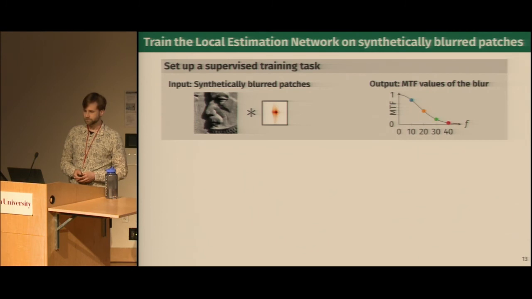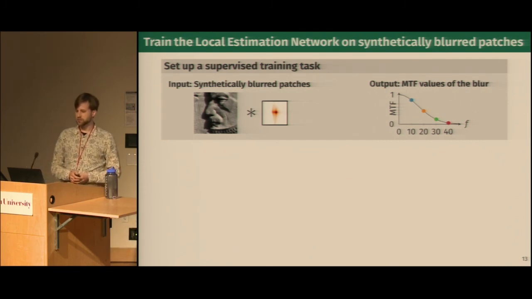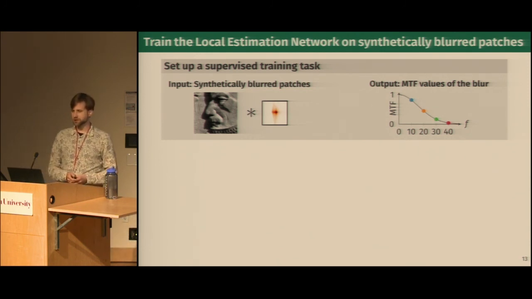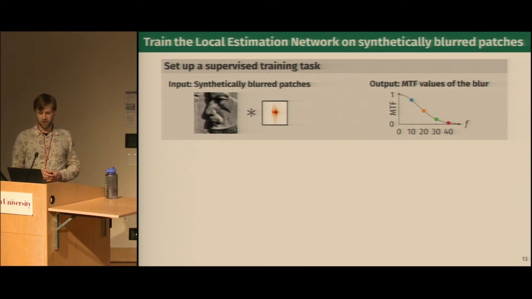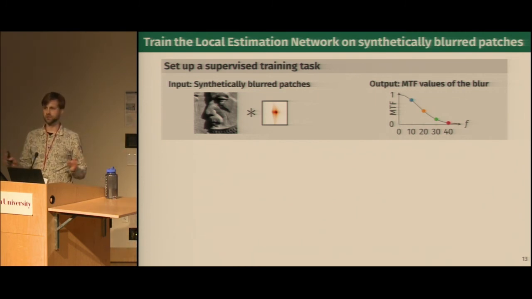Now we need a training set for this neural network, and for this we use synthetically blurred patches, so we set up a synthetic supervised training task. By synthetically blurring, we know what the ground truth modulation transfer function for that blur should be. So we can just train the system with these blurred patches where we know the output, and use an L2 cost function between these output values and the ground truth values.